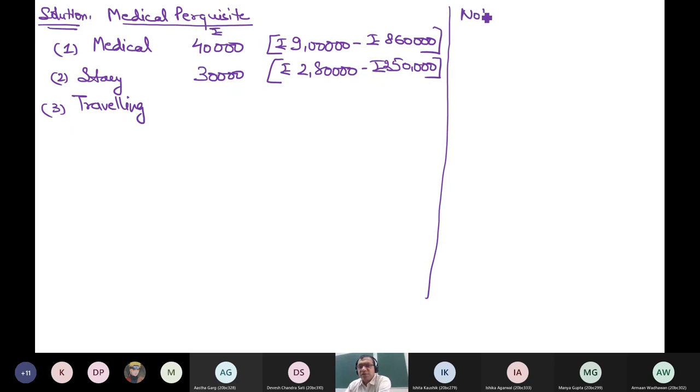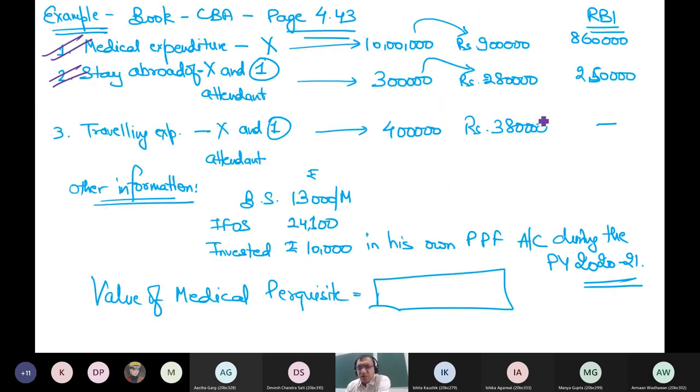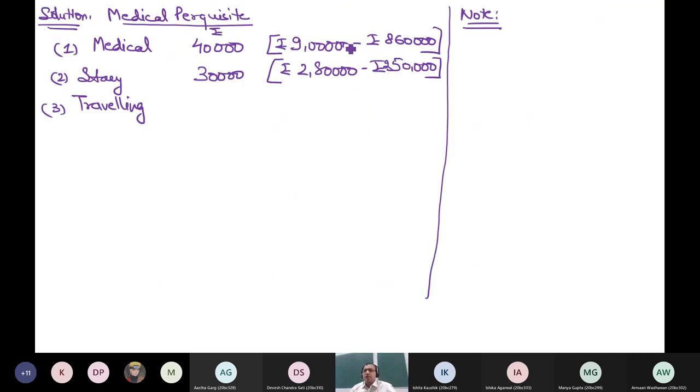So this is note 1, which tells me the calculation of traveling expenditure. I got 380. I need to simply check whether 380 is fully exempt or fully taxable. That is the provision. And how do we check it? We have to compute gross total income. So let us start computing gross total income.